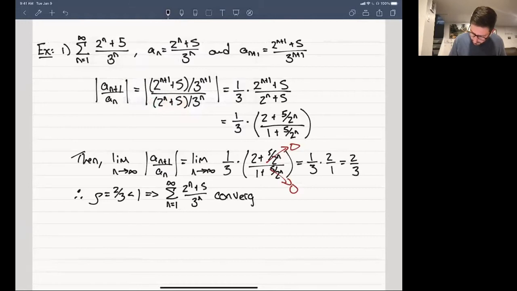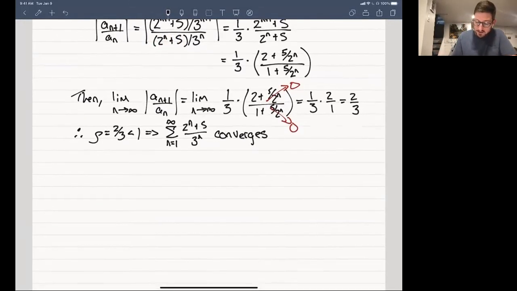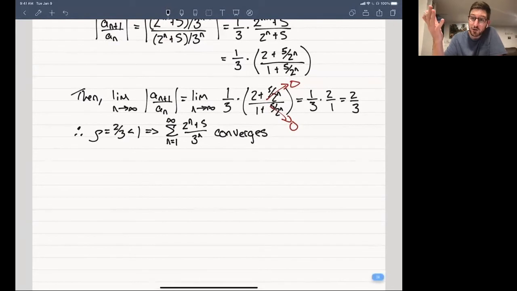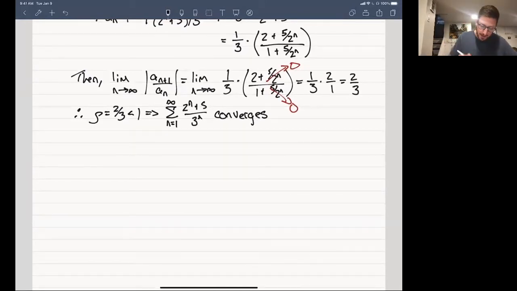Now, of course, there is a downside to all of these tests, and I've brought it up many times. The downside is this tells us it converges. It doesn't tell us anything about where it converges to, right? I don't want you to get the impression that this thing converges to 2/3. It certainly does not. In fact, we can solve exactly what this sum is just by being clever about that quotient that we're summing up.